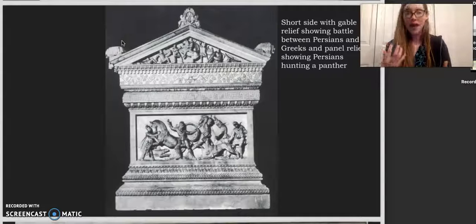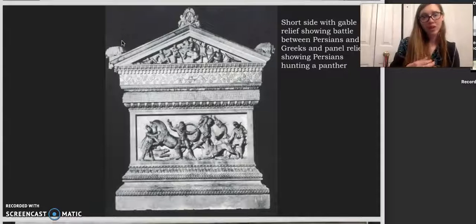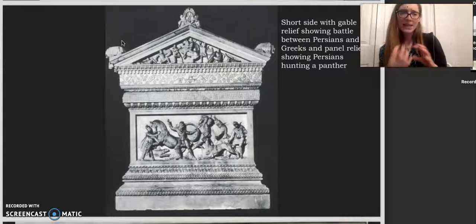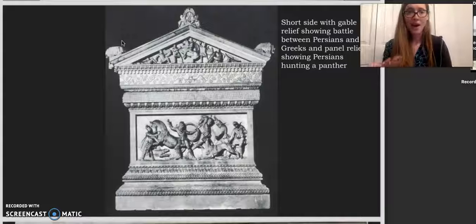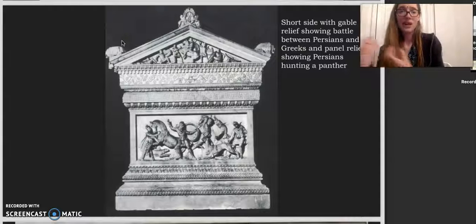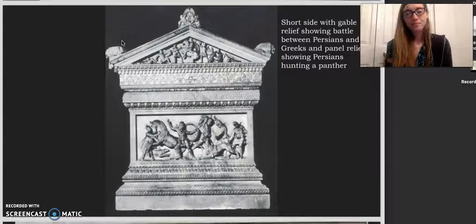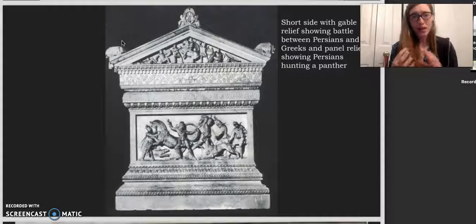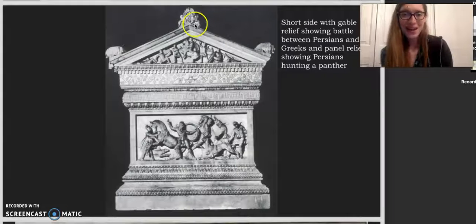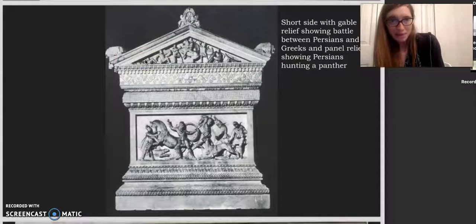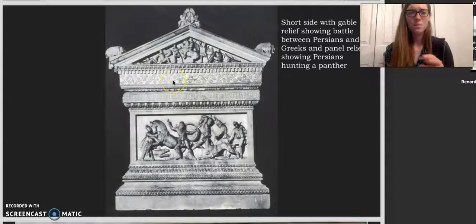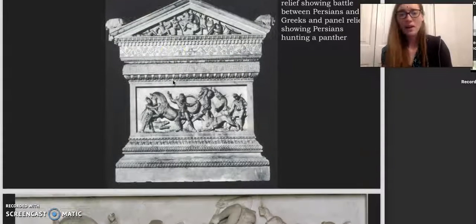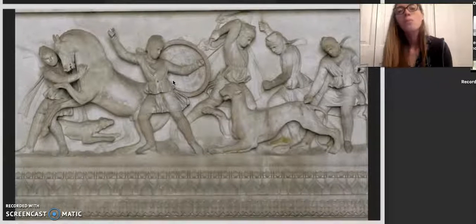So you have a way in which the iconography of the reliefs plays off of a composition that is overall really recalling a religious structure, which makes some sense if we're dealing with a sarcophagus. So more specifically, to look at the iconography that we're seeing on this short side, in our gable relief, we have a battle between the Greeks and Persians. And then below, we have a scene of Persians hunting a panther. So we'll zoom in really quickly on that.